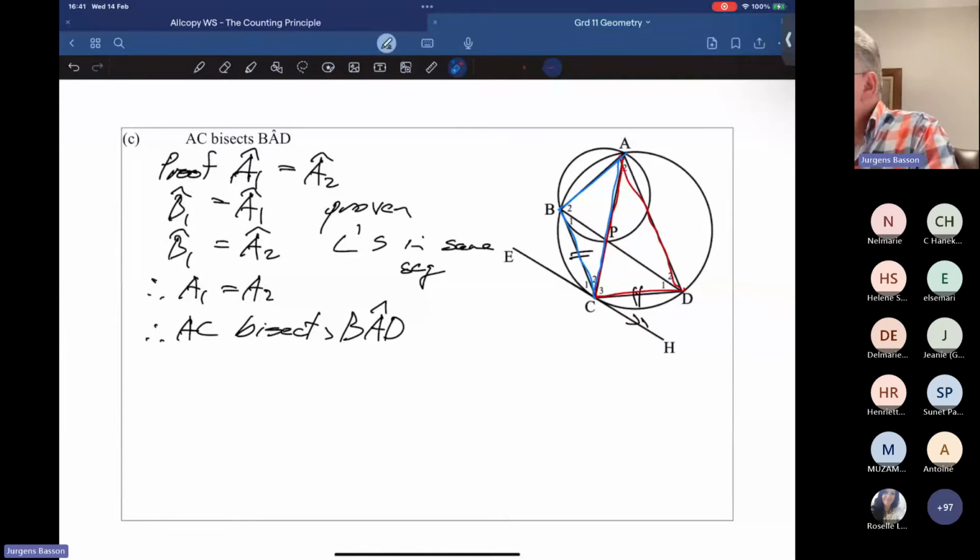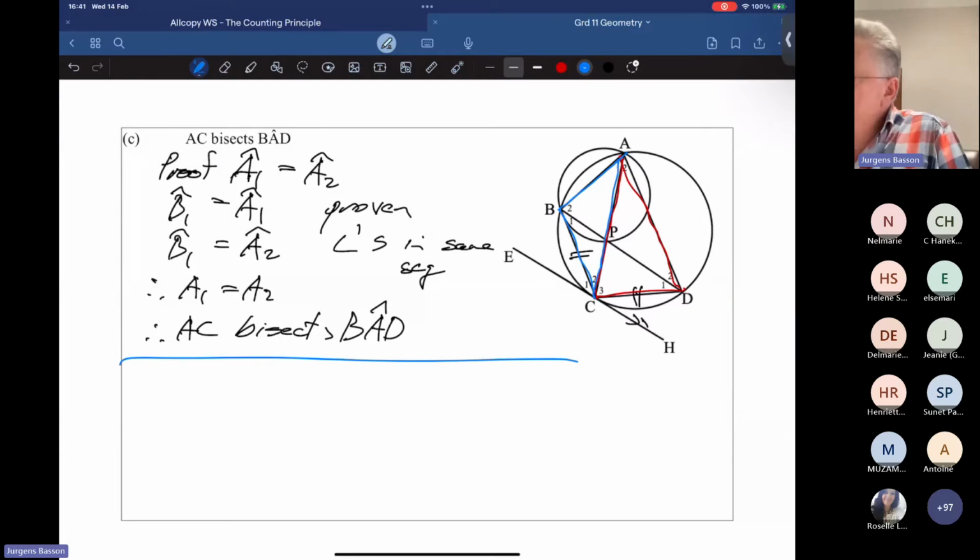So therefore A1 is equal to A2. So we can do that. It is 100% valid. So we can now, from this one, all I'm going to start with to say is that BC is equal to CD, and that is proven.